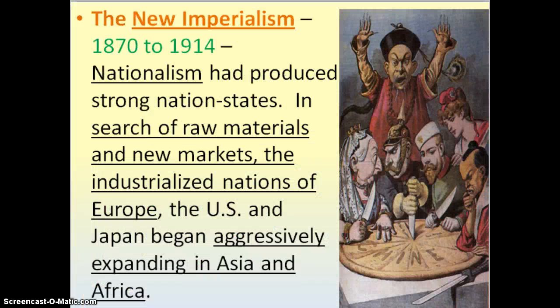New imperialism is from 1870 to 1914. This is when nationalism was in full swing, and many of the countries were strong nation states, and they were in search of raw materials and new markets, meaning new places to sell their goods. The industrialized nations of Europe wanted to spread out and make more money and get more raw materials so they could make more things. It was all about the cash. The US and Japan even got in it and began to expand to areas all around the world.